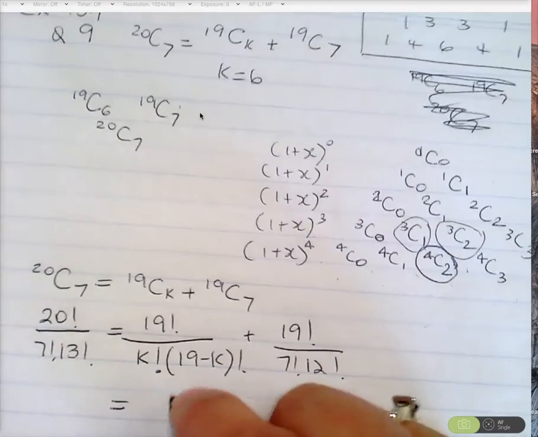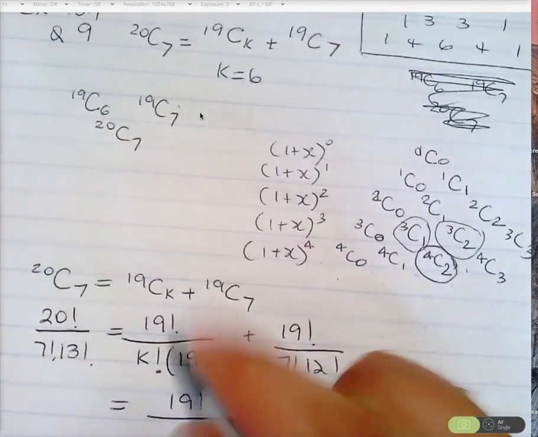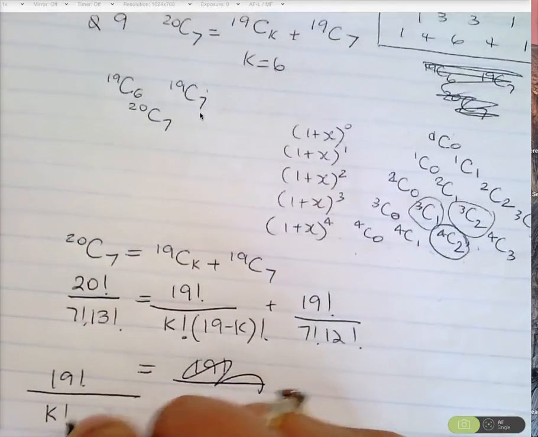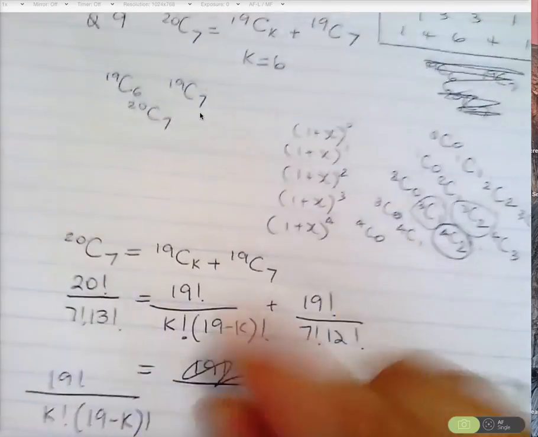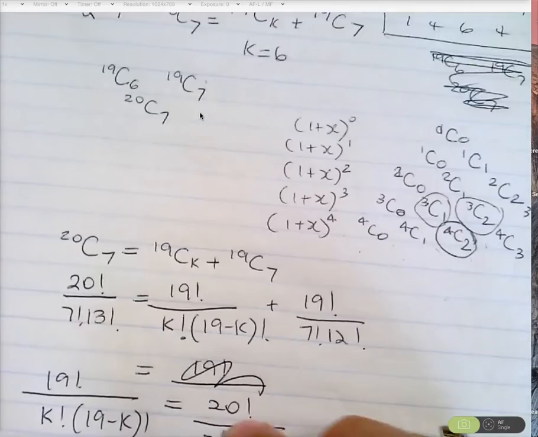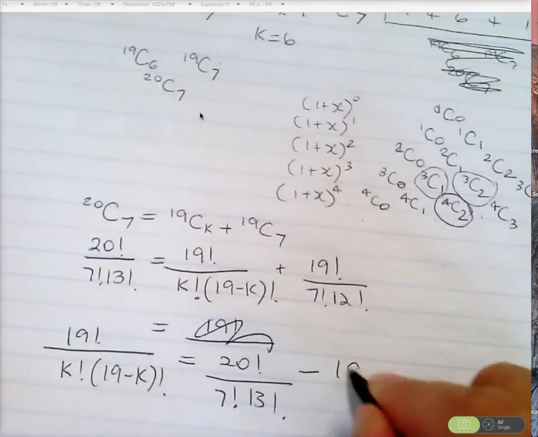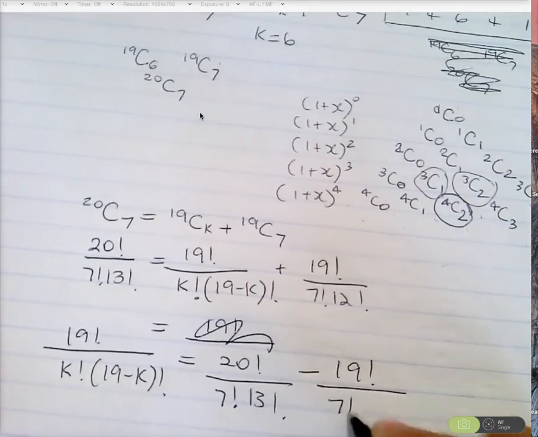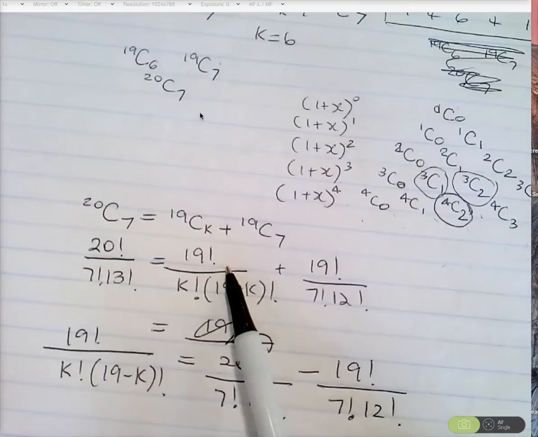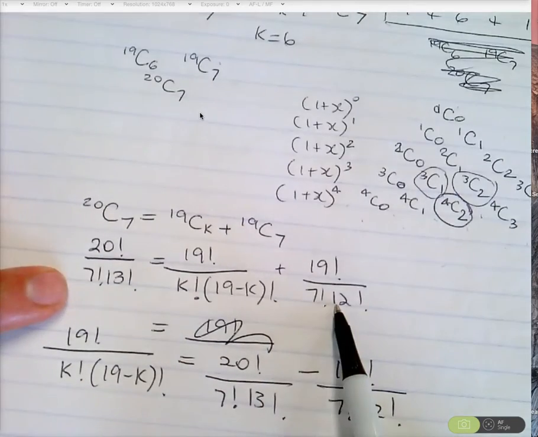All right, so let's go 19 factorial. Actually, let's just, can I put it over here? So 19 factorial over k factorial times 19 minus k factorial. Doesn't that equal 20 factorial over 7 factorial, 13 factorial, take away 19 factorial over 7 factorial, 12 factorial. You know what I've done? I've written this one on the left equals that minus this one. Got it?